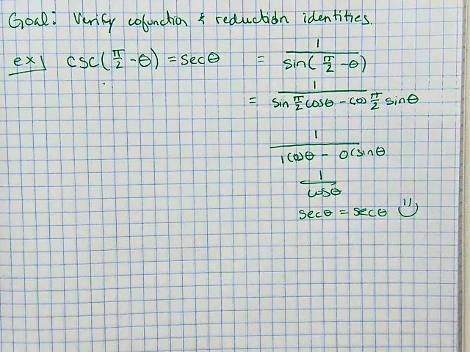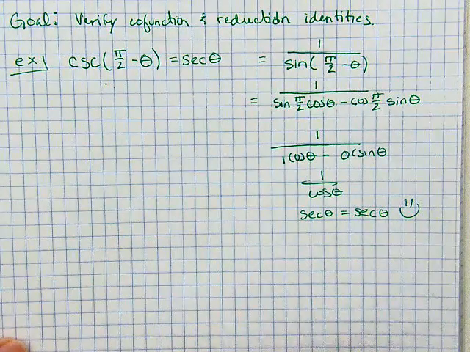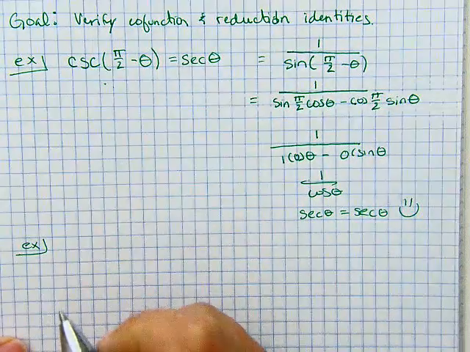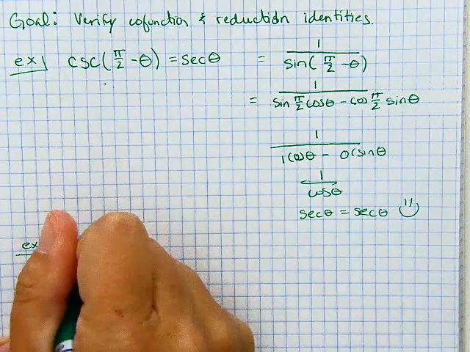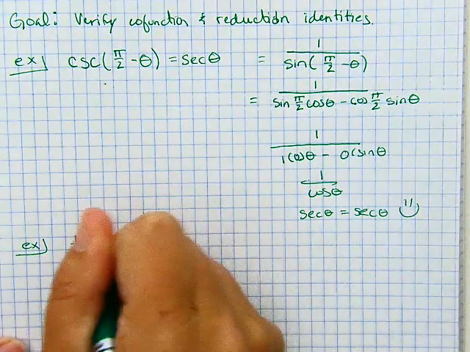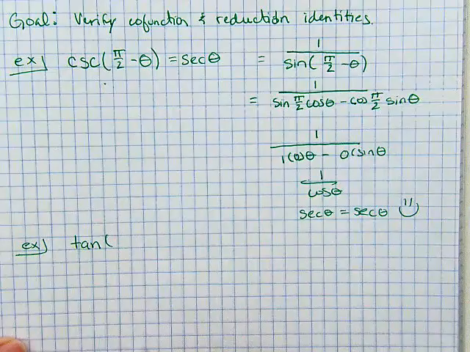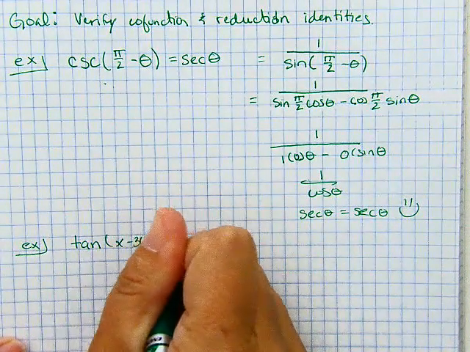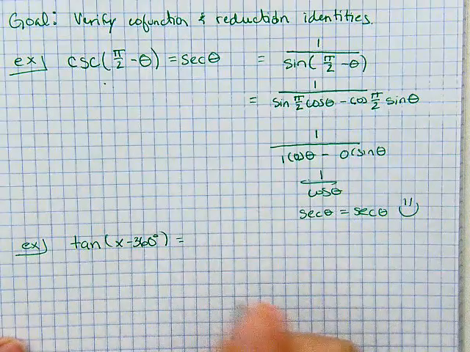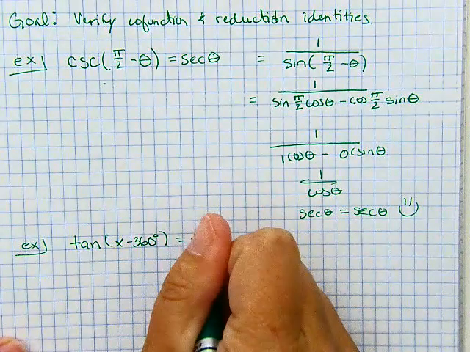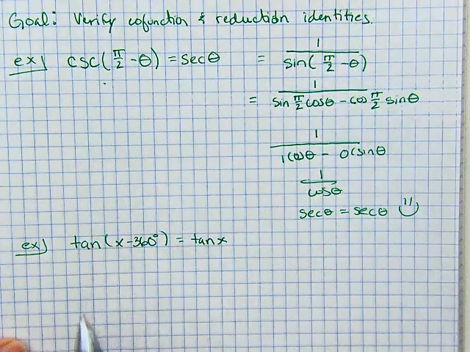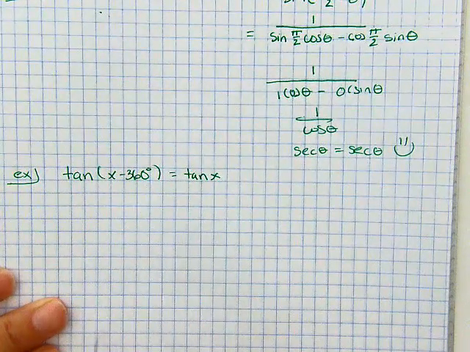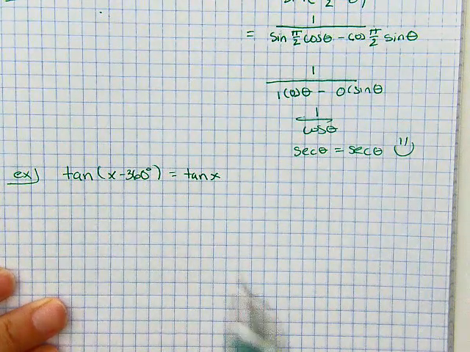And a reduction problem just means that it's going to simplify to something easier. So we are going to reduce it into something more, I don't know the right word, because this is still weird. So this example, we'll do tangent of x minus 360 degrees. And shockingly enough, this will equal tangent of x, which is a good thing because it repeats itself every 180. But that being said, we're going to use the tangent difference formula.